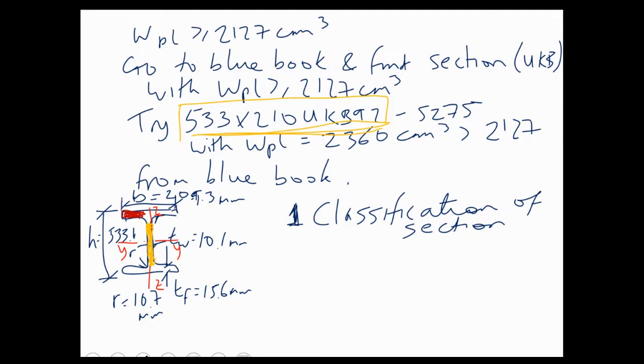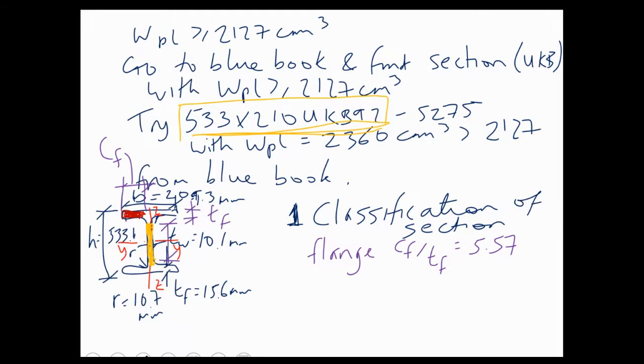Okay, so this bit at the top here that I've just drawn, that's going to be CF. I need to look at the ratio of CF versus TF, and that will tell me how slender that member is. So for the flange, I'm interested in this ratio CF divided by TF. That gives me the slenderness of the flange, and I can get that directly from the blue book. So that's 5.57.